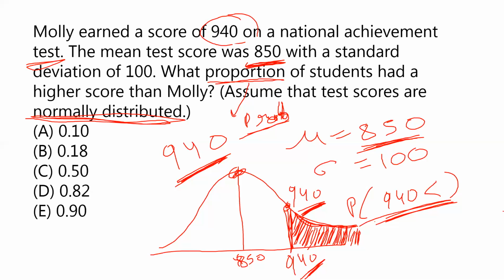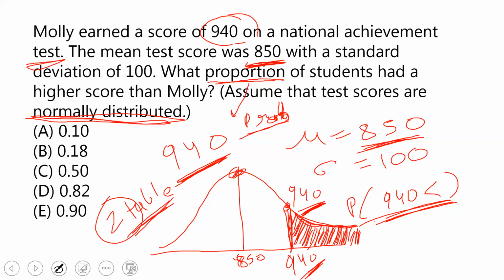Yeah, please tell, how will we find this area? Like we have seen the z table, na? We have seen the z table. So using the z table we need to find the area. For this value, we will find the z value for this random variable. What will be the z value for this 940? How will we convert this into z?